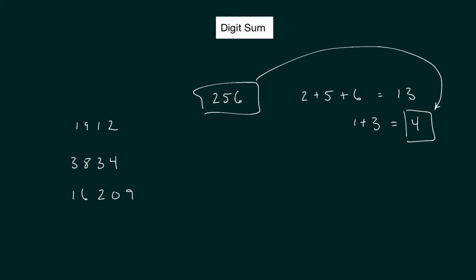This number 4 is the digit sum of 256. When we add everything up, we get this number here, 13. Then we take the number 13 and do the digit sum of that until we get one digit remaining. That's our digit sum.